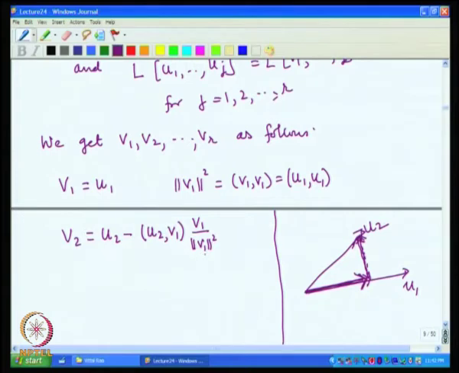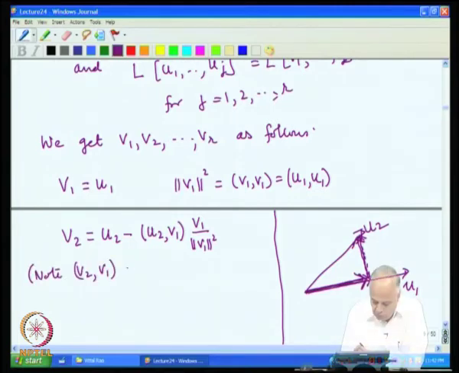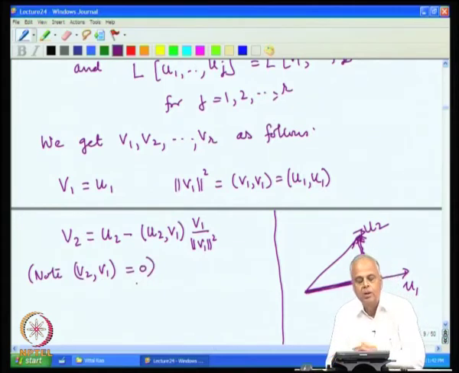Now, if v1 were the 0 vector, that would mean that u1 is the 0 vector. But u1 cannot be the 0 vector because we are assuming u1, u2, ..., ur are linearly independent. So, this is perfectly well defined. And you note now that if we take the inner product of v2 and v1, it is 0, which shows that v2 and v1 are orthogonal to each other.